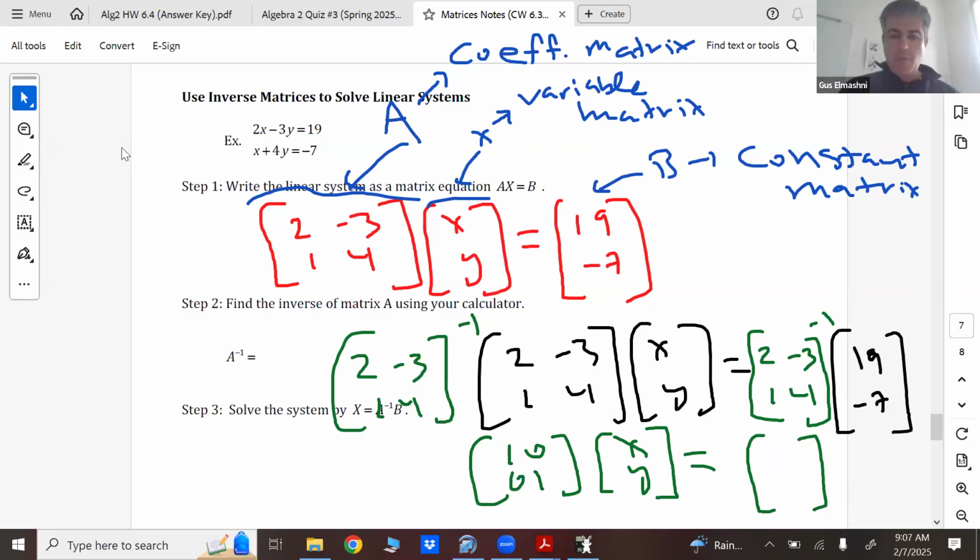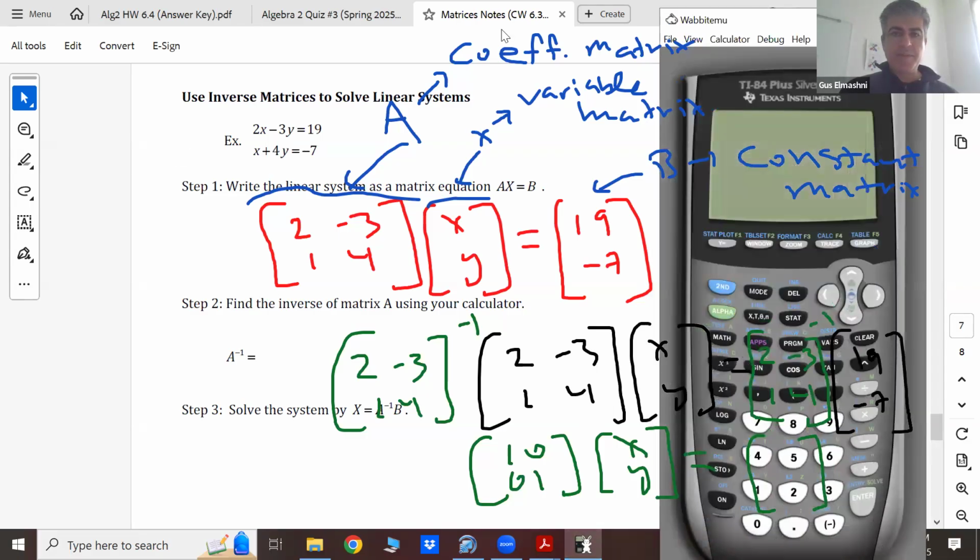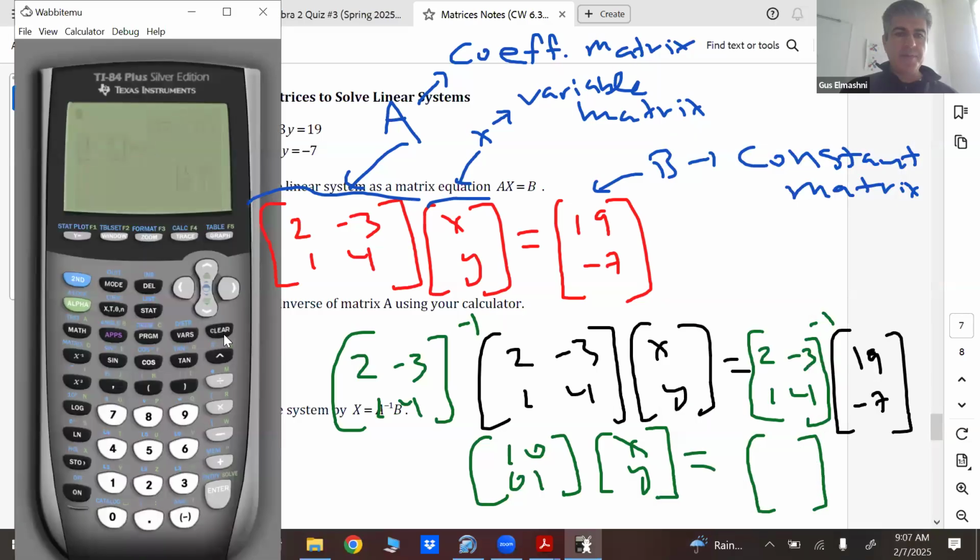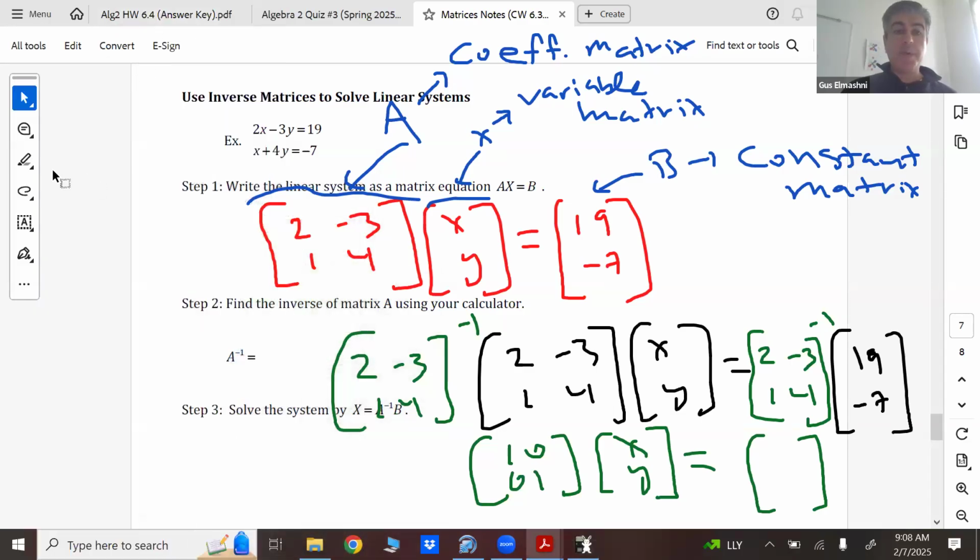So when I go to my calculator, let's turn it on. Alpha zoom, 2 by 2: 2, -3, 1, 4, raise that to the -1 power, multiply it by a 2 by 1. You can put 19, -7, and that's going to get us the answers. Because we've done the inverse to undo the coefficient matrix, you get 5 and -3. And that will be the answer.